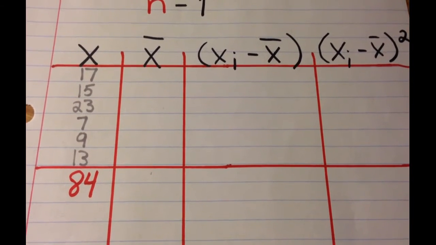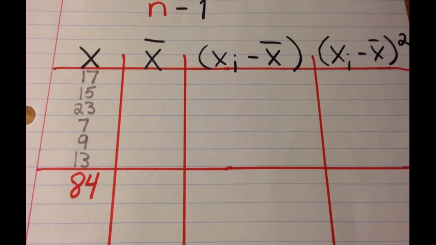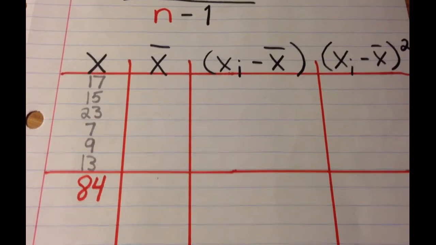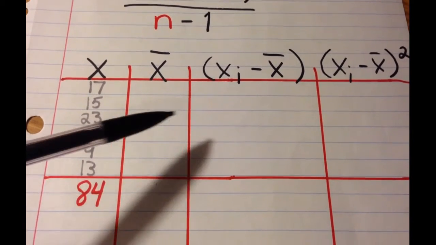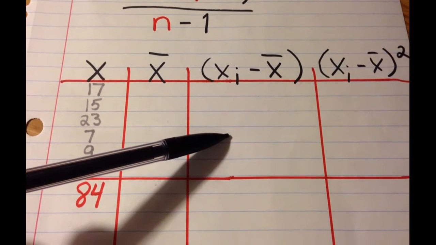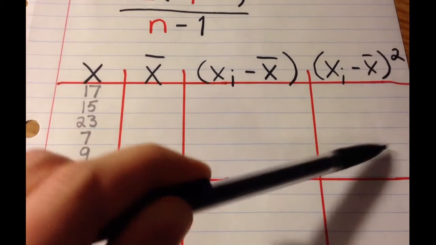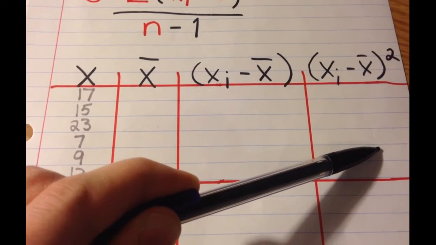Now you're going to want to calculate the sum of the terms. First, create a chart that has a column of observational terms, the mean, subtracted from the terms, and the square of these terms.